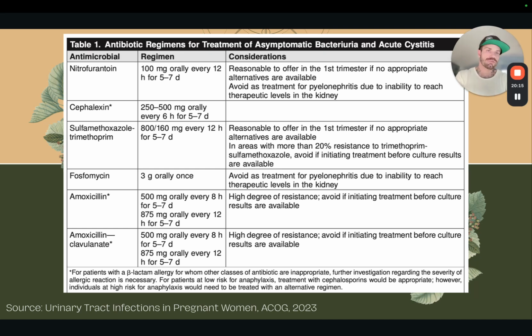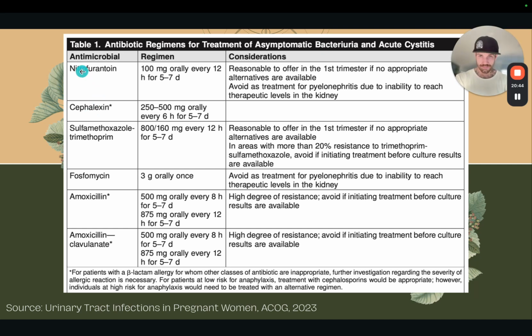An example of this would be, okay, Keflex isn't useful in the first trimester because the sensitivities report says that this E. coli is resistant, which is unlikely with E. coli. So we'll just use Macrobid instead, right? But if it's a pyelonephritis patient, I'm never using Macrobid because Macrobid does not really concentrate well in the kidneys, and we have a kidney infection there. So we have to consider all of this.